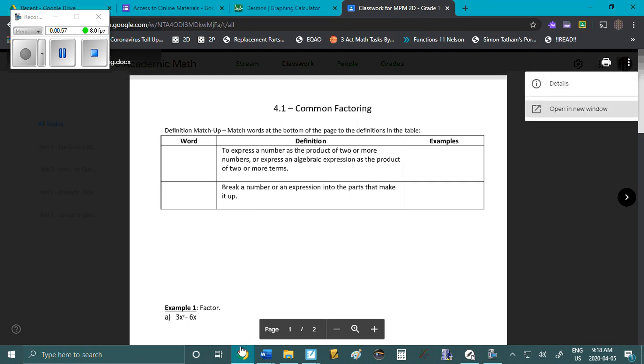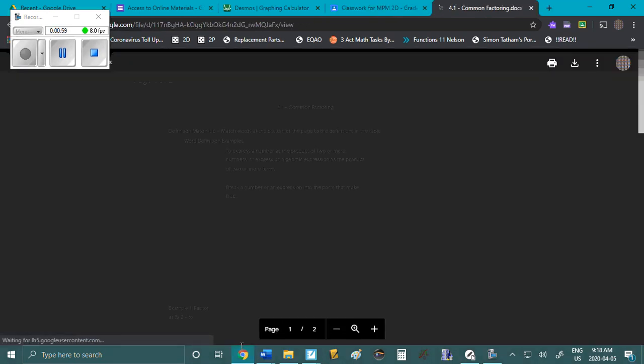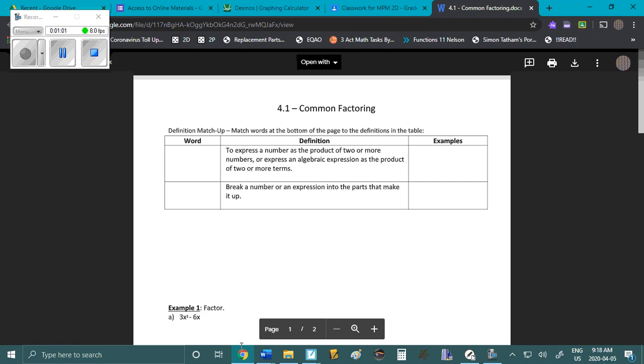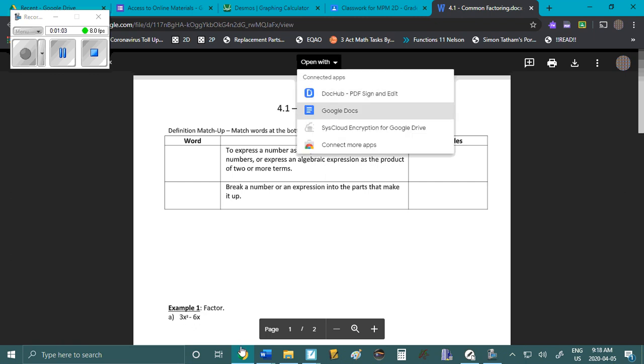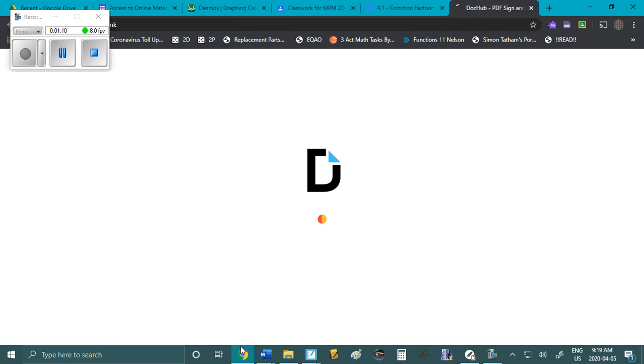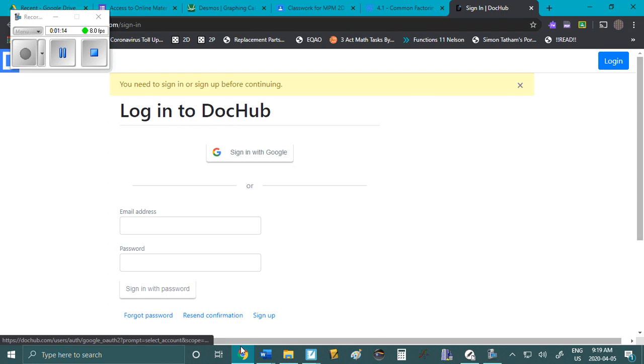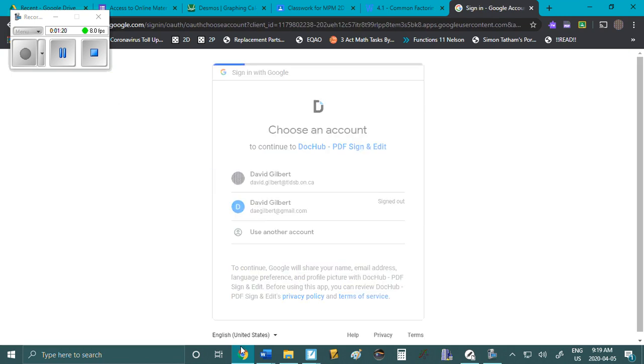But if I click the three dots and open a new window, I have it here, and up here I can say open with, and I can choose Docs, or I can choose Doc Hub. If you have the Doc Hub option, I recommend you give it a shot, especially if you have a touchscreen device. This might allow you to edit it. So I'm going to sign in with Google and choose my Google account.